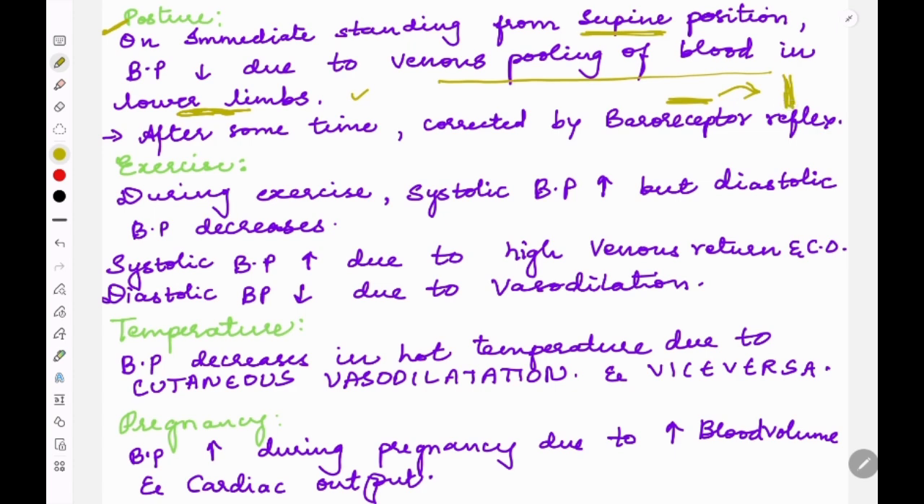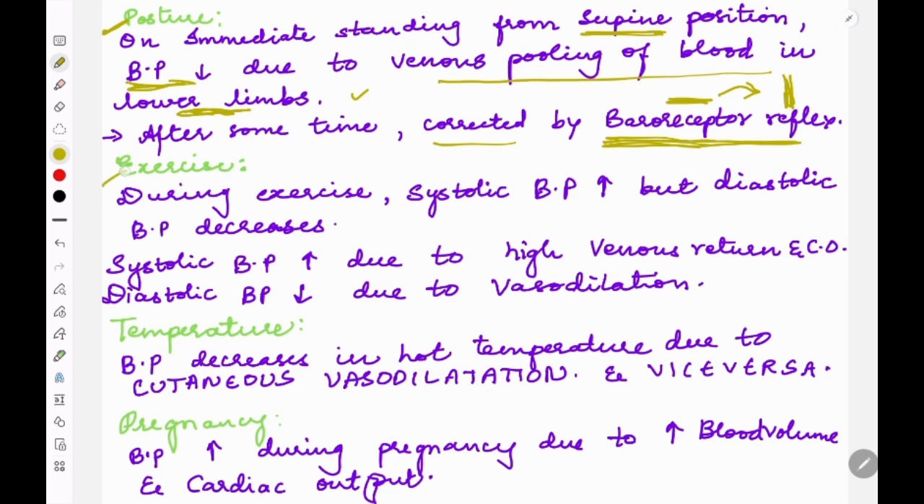Because of that, there is decreased blood pressure for some time, but this is not permanent. It is only temporary because it is corrected by the baroreceptor reflex. We are going to discuss this in the regulation of BP, how it balances the change in BP. But you need to remember that on immediate standing from the supine position, blood pressure decreases because of pooling of the blood in the lower limbs.